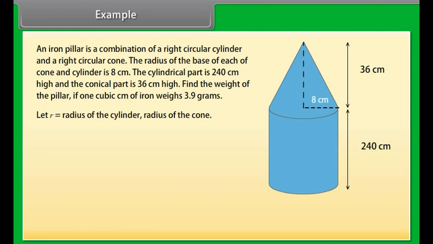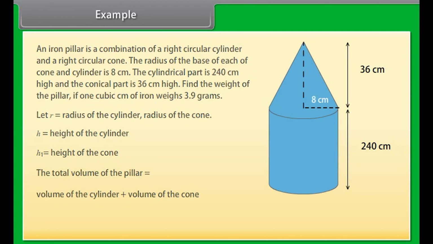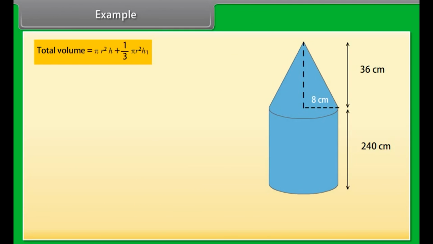Solution. Let r be the radius of the cylinder and the cone, h the height of the cylinder, and h1 the height of the cone. We know that the total volume of the pillar is equal to the volume of the cylinder plus the volume of the cone. Therefore, total volume is equal to pi r square h plus 1 by 3 pi r square h1. This is equal to pi r square into h plus 1 by 3 h1.